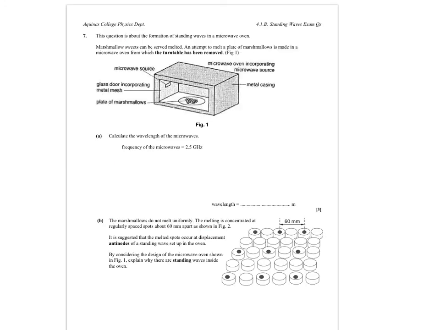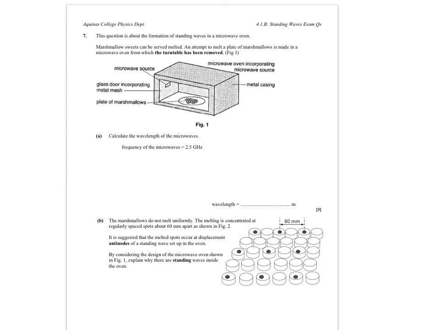Question 7 is about the formation of standing waves in the microwave oven, and what they've done here is they've put a plate of marshmallows out, having removed the turntable from the microwave oven, and then allowed parts of it to melt and parts of it to remain unmelted, as parts of it are under antinodes and parts of it are under nodes. We need to work out the wavelength of the microwaves first of all.